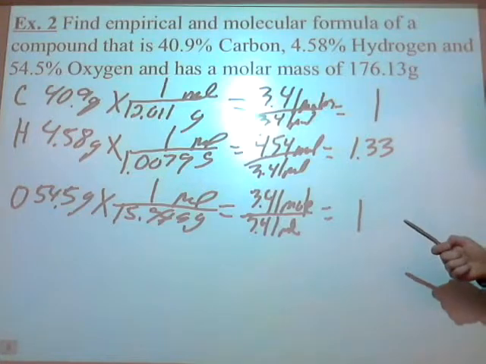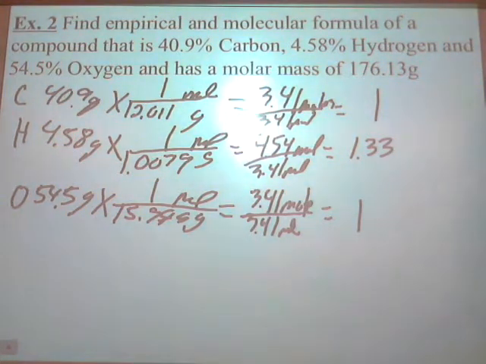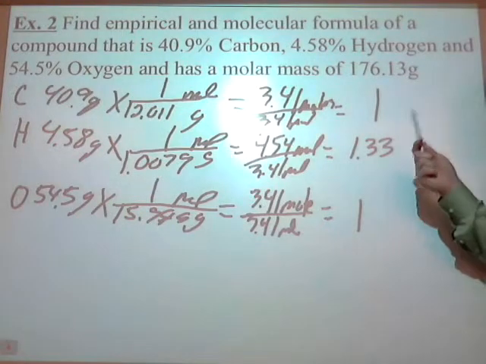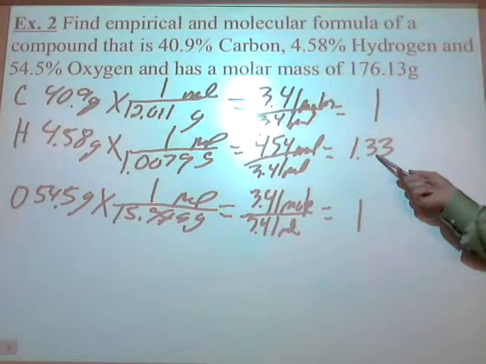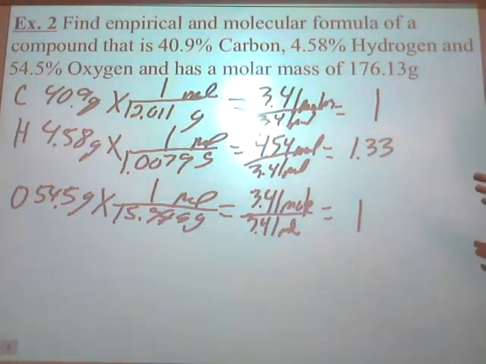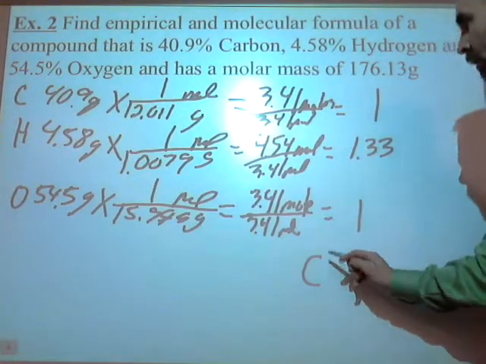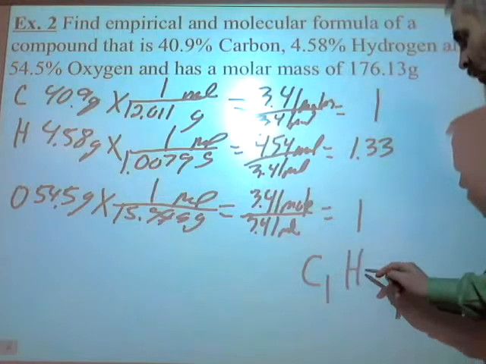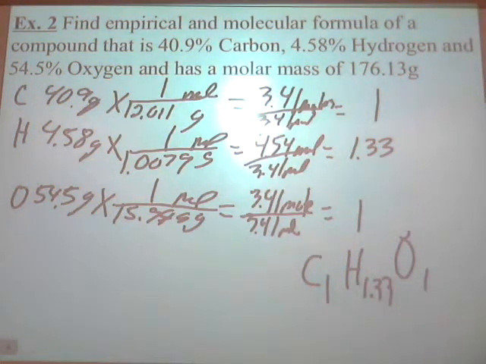I cannot just round that down to 1 or up to 2. I said if it's within a tenth, and even that's stretching things, you can round it to the nearest whole number. That's not even within a tenth. All right? That's bad. Now, at this point, I know the answer. You know what the answer is? The correct answer, don't write this down, is C 1, H 1.33, O 1. But there's a problem with that.